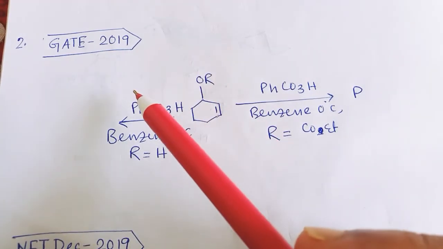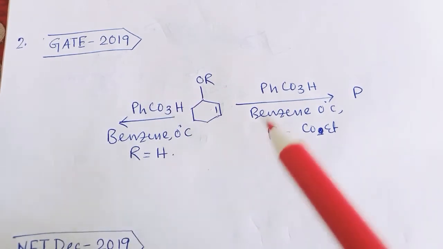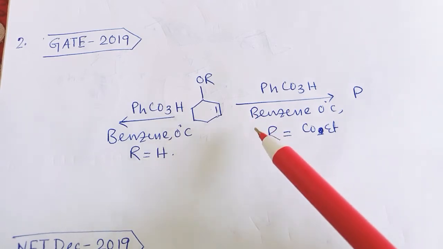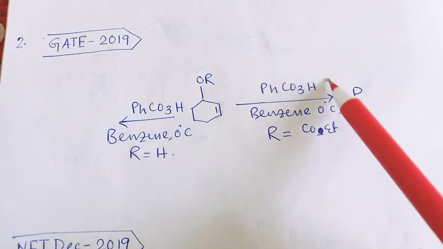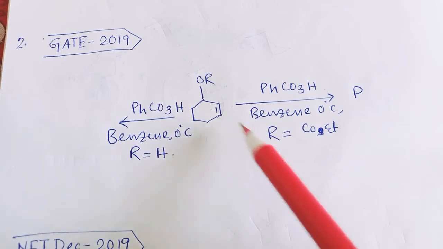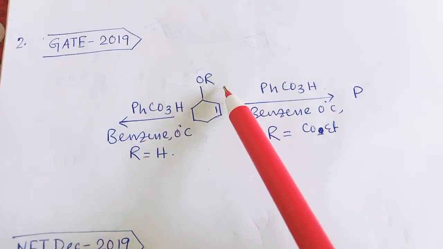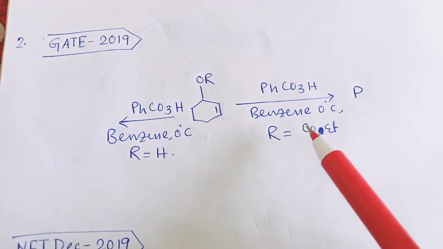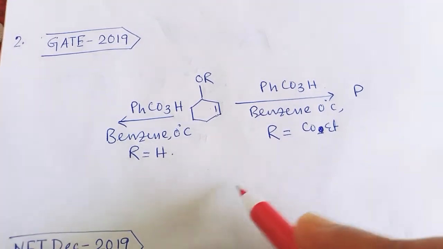So next, coming to another question that came in GATE 2019. This is quite simple, but conceptually you have to utilize it. So we have cyclohexene, and there is peroxide in the presence of benzene at 0 degrees Celsius. We have to predict the products P and Q. The difference is here R equals H, and here R is another group, CO2Et. So to predict this product, we have to draw the cyclohexene in half chair form.